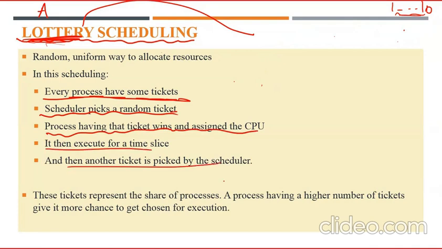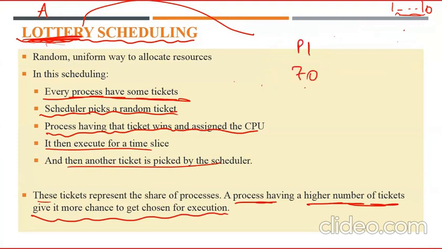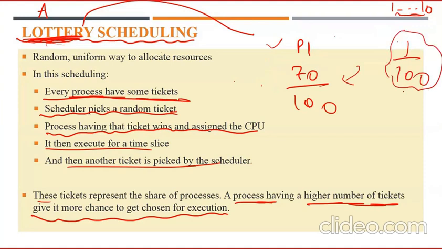One thing you can notice is that the process with a higher number of tickets gets more chances of execution. It is obvious that if a person has 170 tickets, there is a very high probability that his or her number will come. I am not saying he will surely win, because even a person with only a single ticket, whose probability is 1 by 100, still has a chance to win.